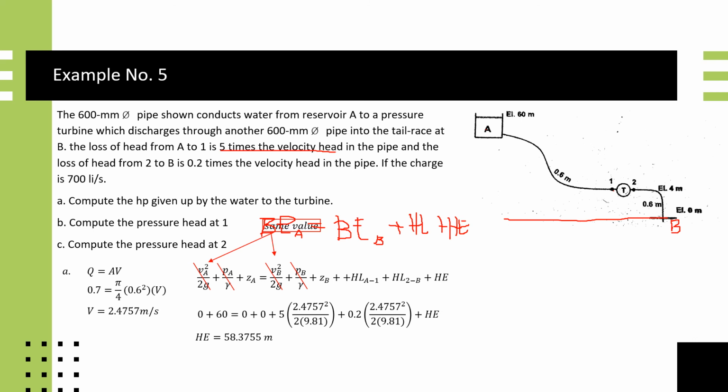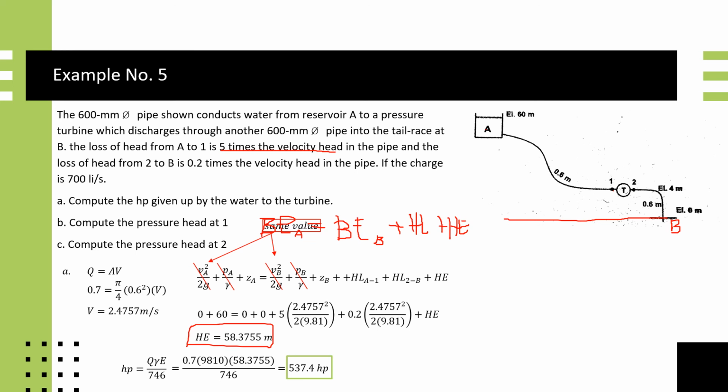Next, ang hinahanap natin is power. So, kailangan natin yung formula ng power in terms of HP. HP will be equal to Q gamma HE over 746. Meron kang Q, given yan, na 0.7. Meron kang given na gamma, dahil water lang yan, so 9810 lang gagamitin mo. Times HE, sinolve mo siya, turbine, HE is equal to 58.3755 over 746. Ayan, so compute mo lang yan, 537.4 HP yung lalabas. So that is your final answer in letter A.